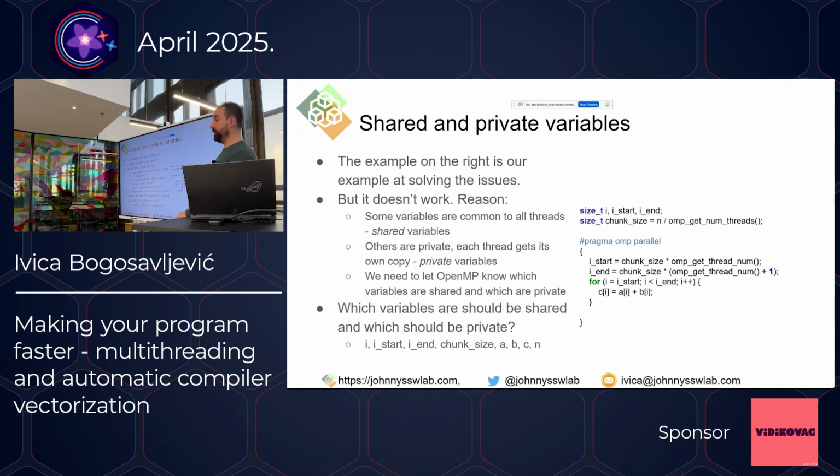I didn't specify anything about shared or private here. But yes, i start should be private, and i end also. What about A, B, and C? Are they shared or private? Shared. So A, B, and C are the beginnings of blocks of memory, so they're shared by all threads. They're constant actually; they don't change in this region. So we didn't put this, and this code, if you run it, won't work.